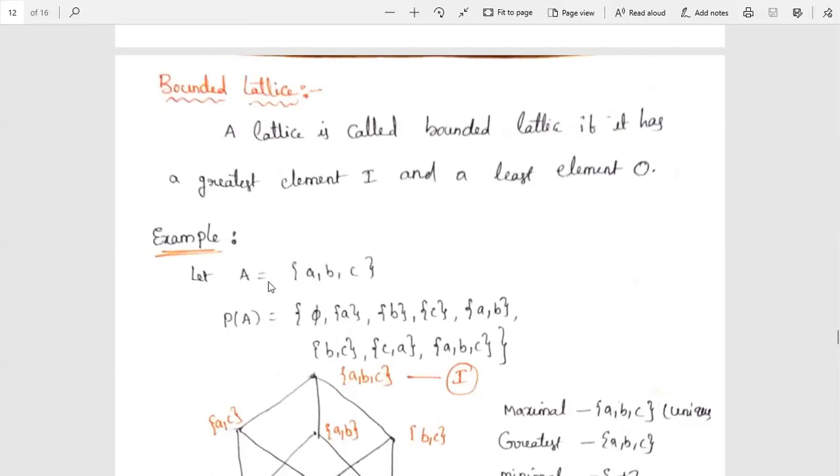The given set A is equal to {a, b, c}, and the power set of this given set. Power set means the set of all subsets of this given set. So the subsets are the empty set, the singleton sets {a}, {b}, {c}, the sets {a, b}, {b, c}, {c, a}, and {a, b, c}. Next, we draw a Hasse diagram for the given lattice.